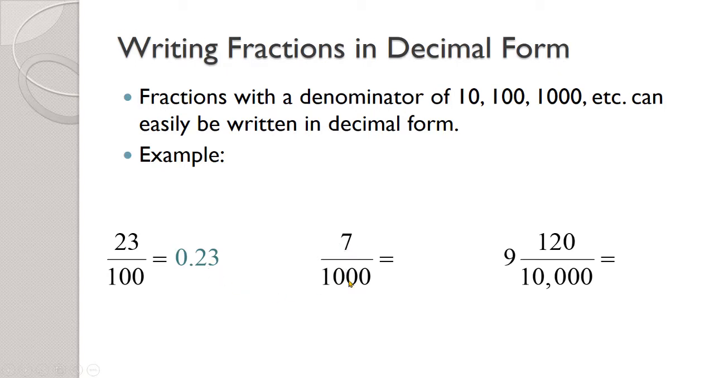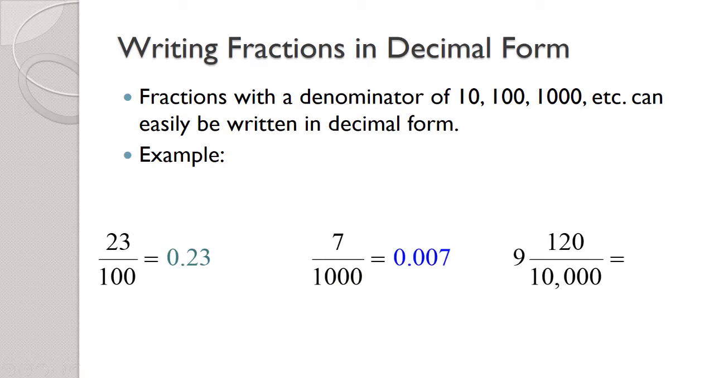7/1000ths. Now, we know we're going to have 3 decimal places to push out to the thousandth place, and the only number that can be there is a 7, so that's going to be preceded by 2 zeros, 0.007.